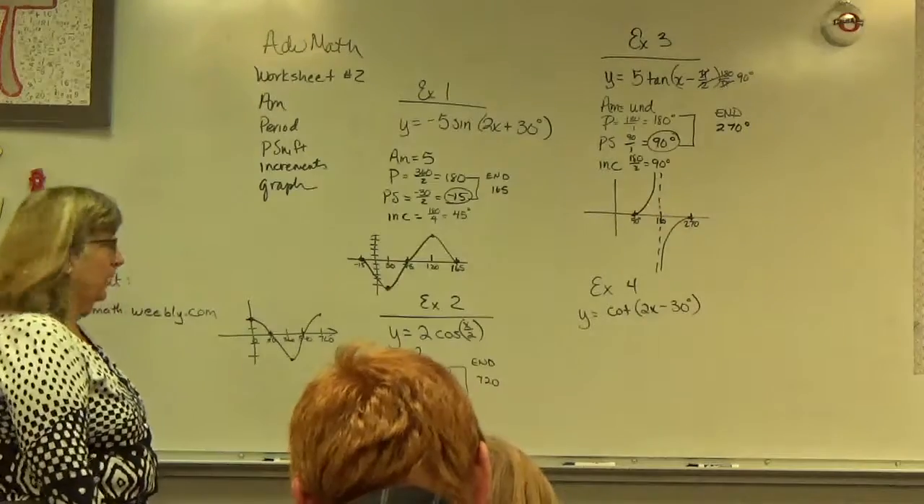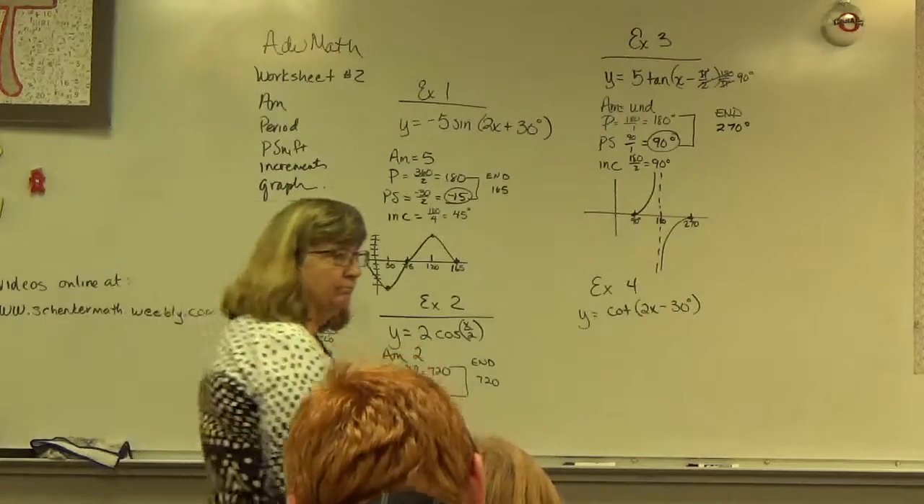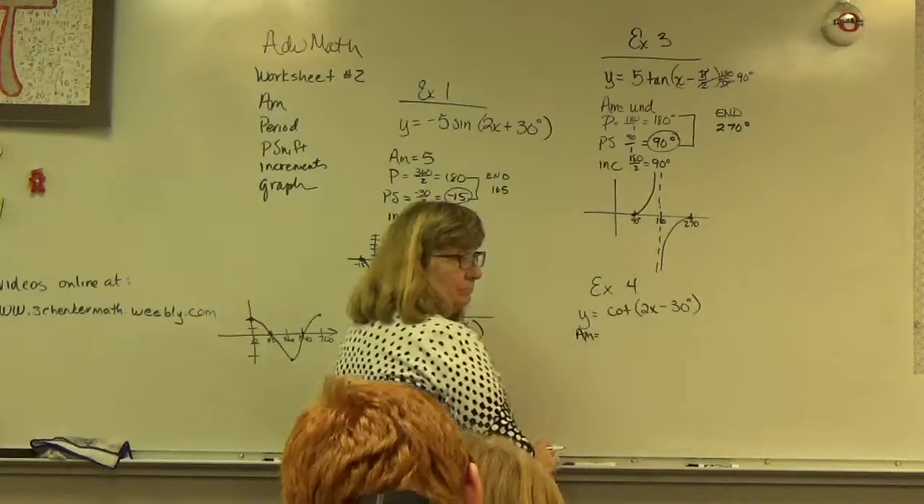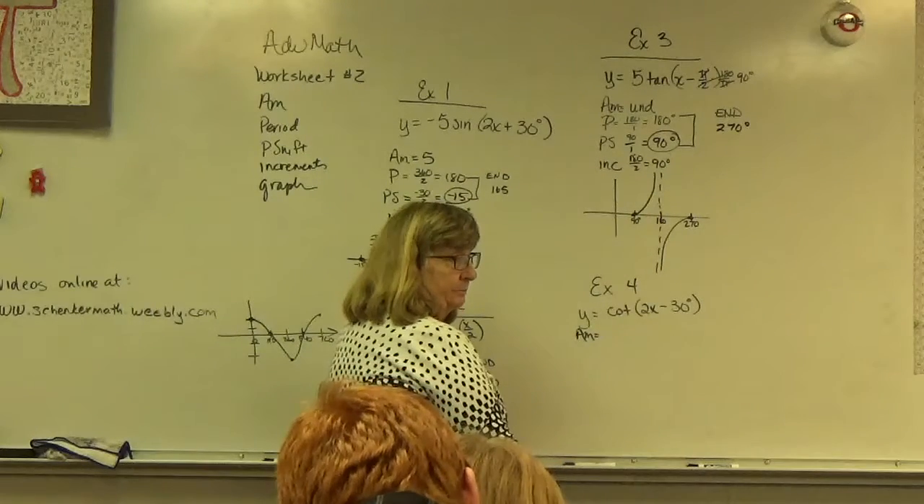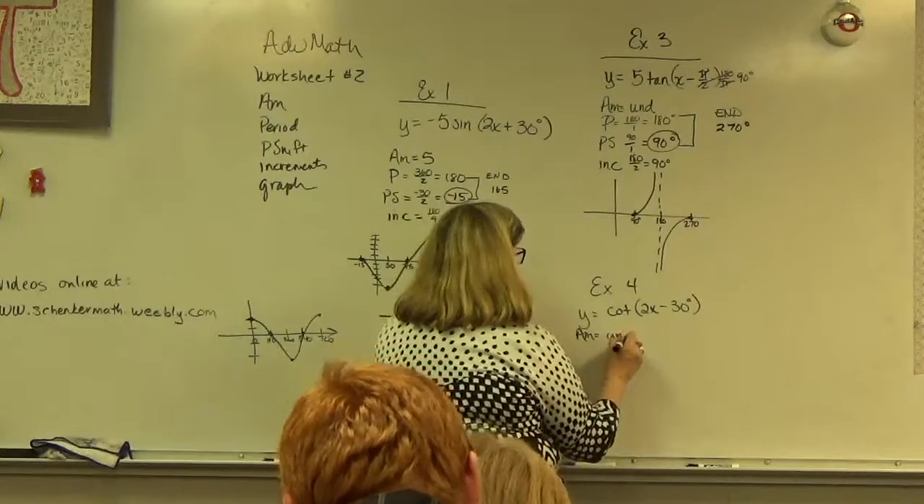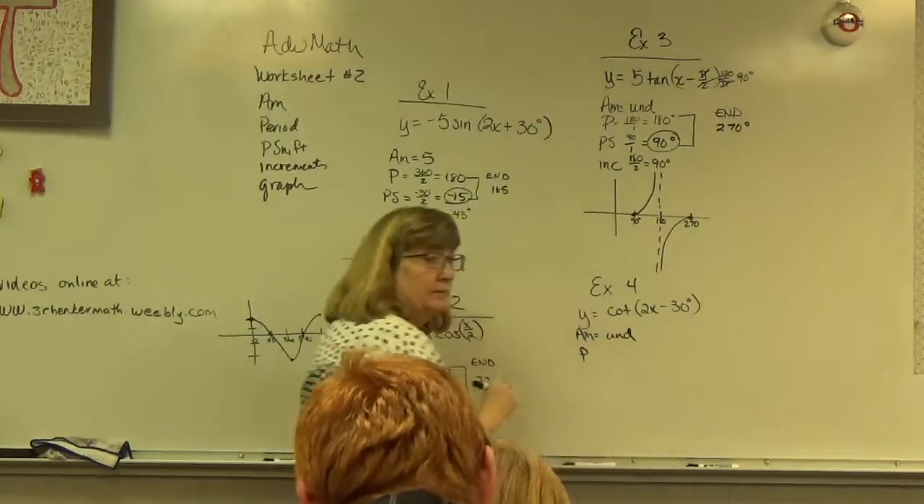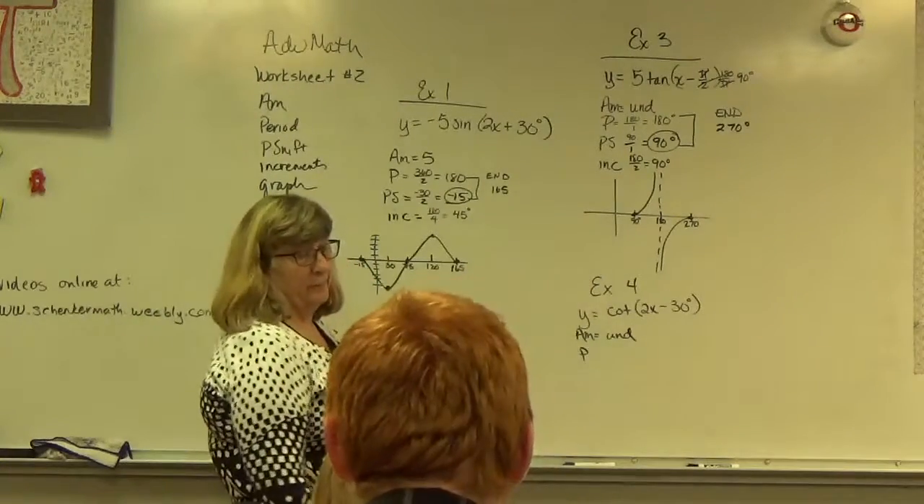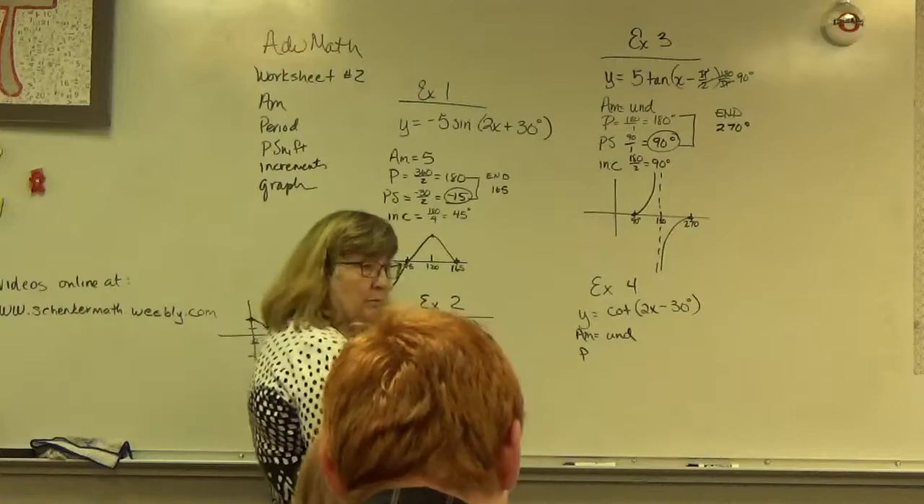We're ready for Becky, I guess. What would be our amplitude? Undefined. What's going to be true of all the ones we have remaining? They're all undefined for amplitudes. That means you're going to have what? Asymptotes.